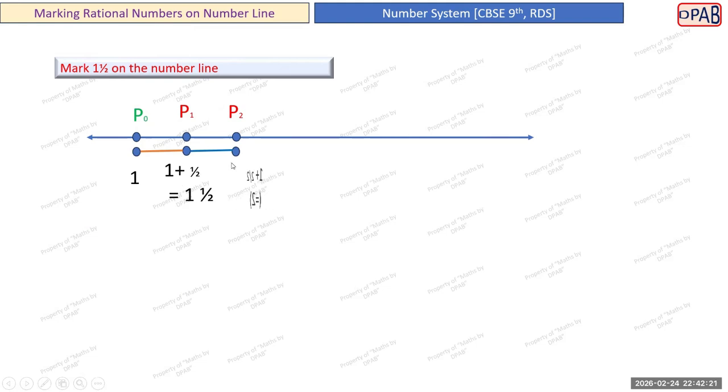Next, the point is whole number 1 plus 2 by 2 as the fraction, because we wanted two equal parts of this particular unit length. So two equal parts we have made. So 2 by 2, again, it is coming as 1. So 1 as a whole number plus 2 by 2 is the fraction, which is the rational number. And we are getting here also a whole number. So 1 plus 1 equal to 2. So this point is 2. P2 is the point 2.